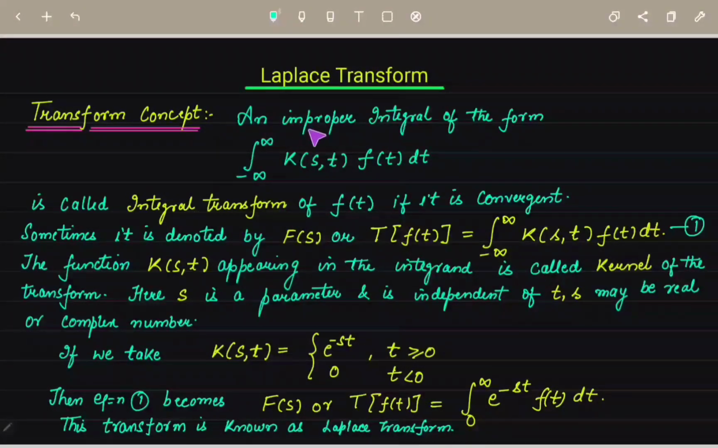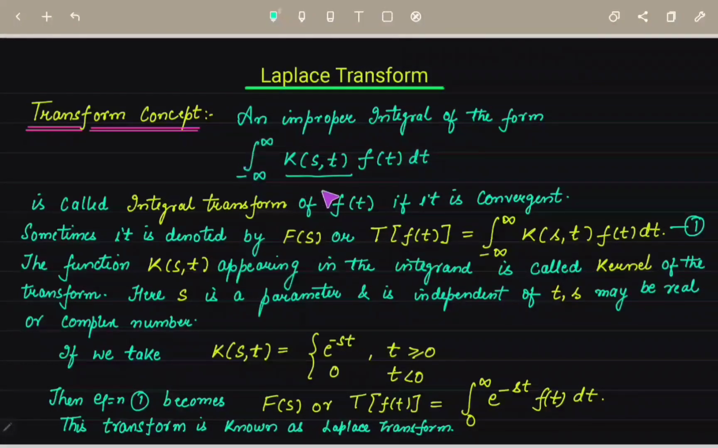We say that an improper integral of the form, that is, the integral from minus infinity to infinity of k(s,t) f(t) dt, is known as the integral transform of the function f(t) if it is convergent. In this integrand we have the term k(s,t), which is known as the kernel of the transform.